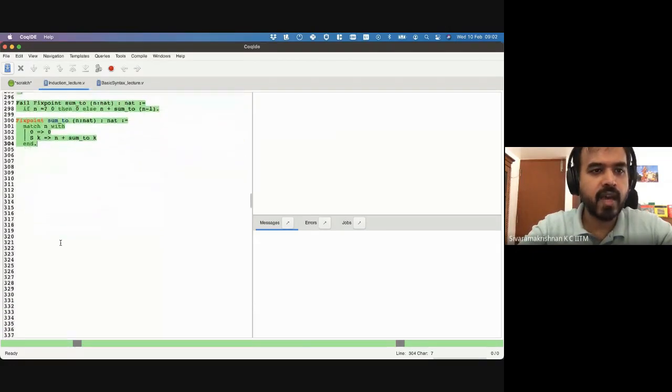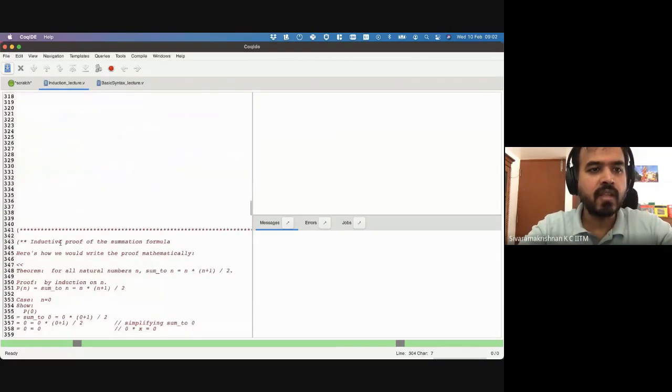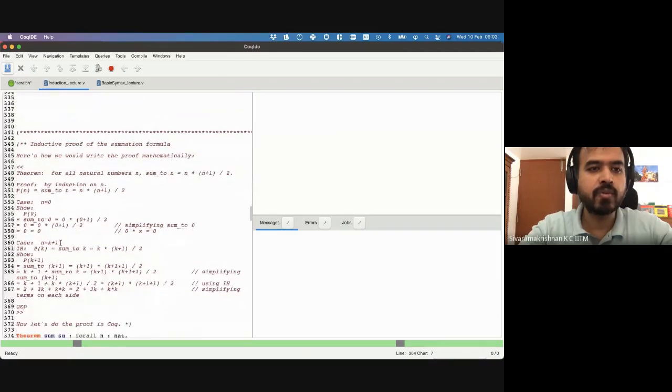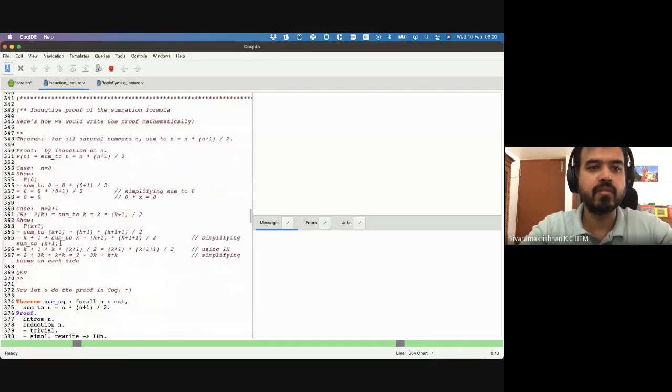Okay, so now that we have the sum2 definition, let's look at how we might actually prove the summation theorem that we want to prove just using a pen and paper proof. So we are going to use induction. We want to prove that for all natural numbers n.